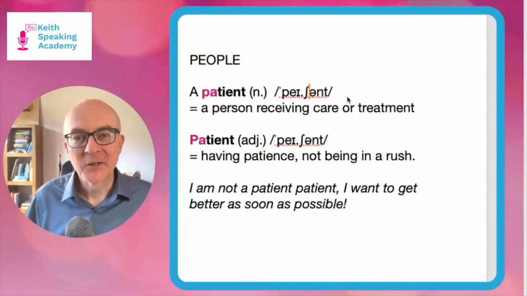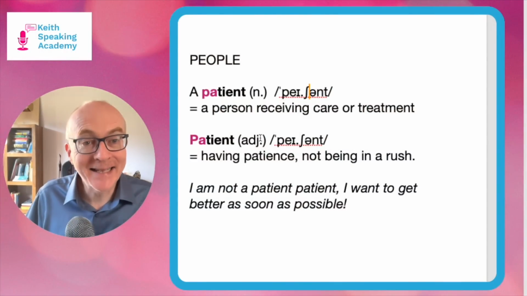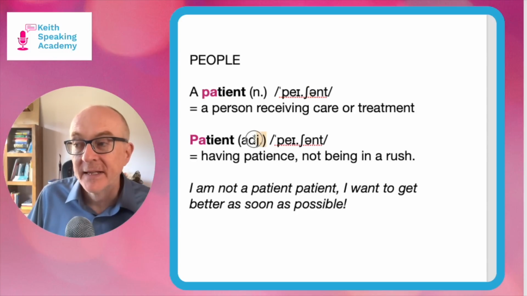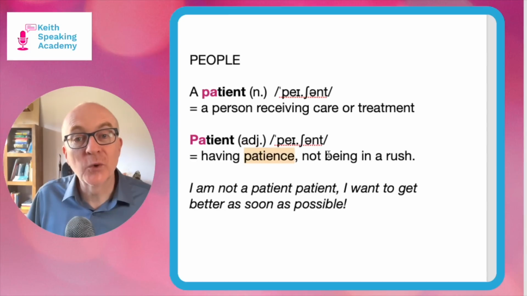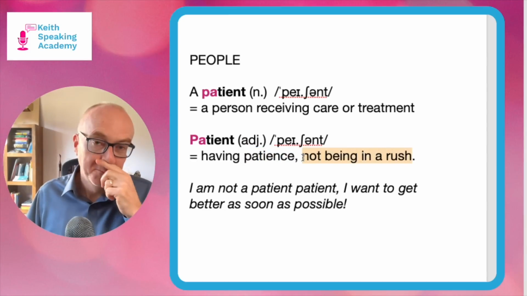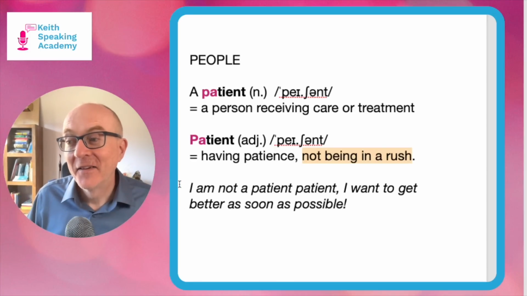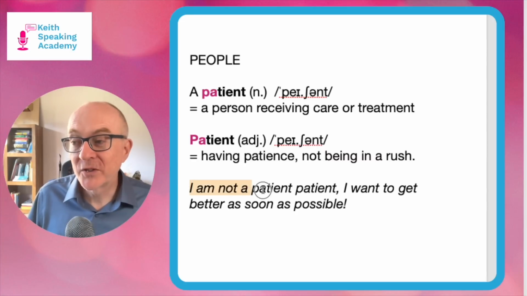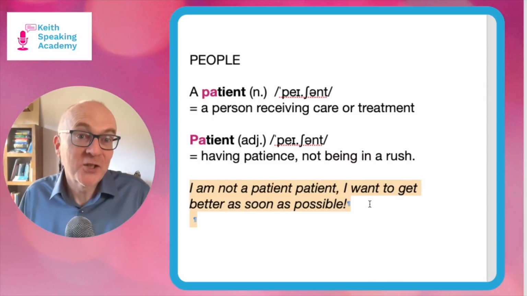A patient is the person receiving care, normally a sick person, right? So it's a person receiving care or treatment. But notice that patient, exactly the same pronunciation as an adjective, means having patience or not being in a rush. If you are patient, then you can wait. You're not in a rush. So you can put both together. For example, I'm not a patient. I want to get better as soon as possible. A patient, right?